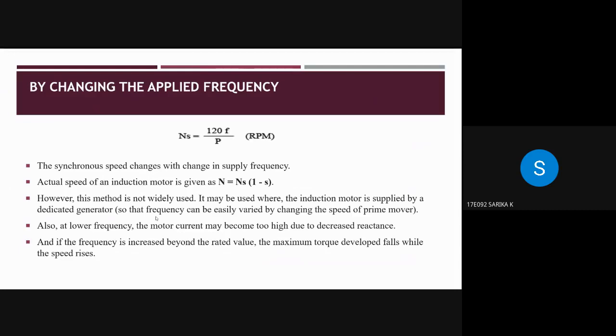It may be used where the induction motor is supplied by a dedicated generator so that frequency can be easily varied by changing the speed of the prime mover. Also, at lower frequency, the motor current may become too high due to decreased reactance. And if the frequency is increased beyond the rated value, the maximum torque developed falls while the speed rises.